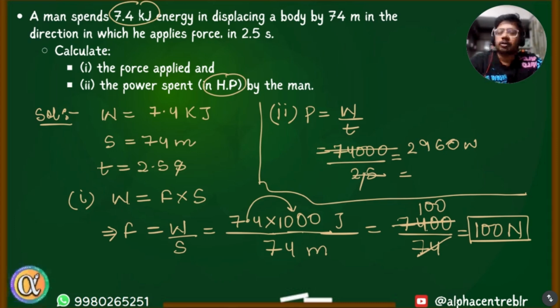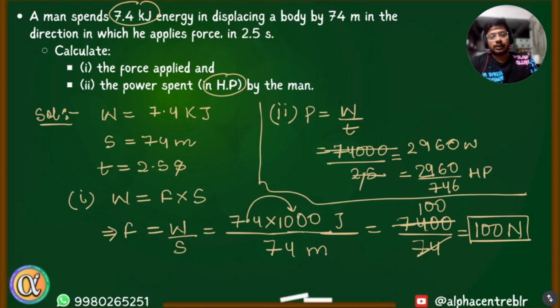From horsepower to watt, we multiply, because horsepower is a bigger unit. So 1 horsepower is 746 watt. So from watt to horsepower, we divide by 746. See, 1 horsepower is 746 watt, so if you're converting from watt to horsepower, you divide by 746. So that is 3.97 horsepower.